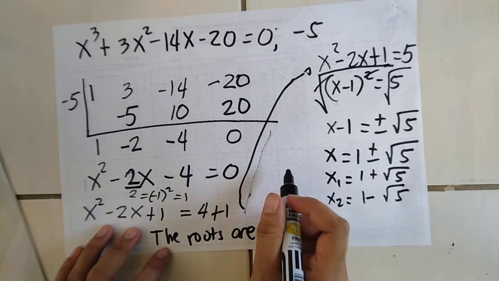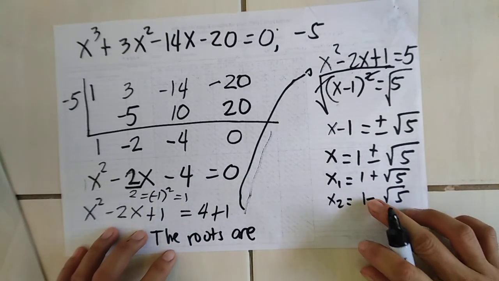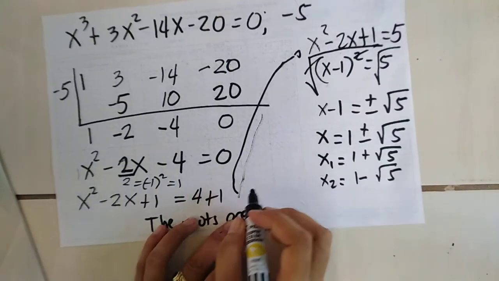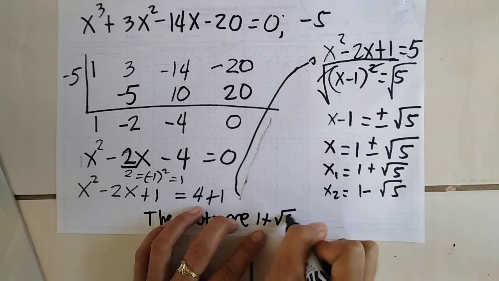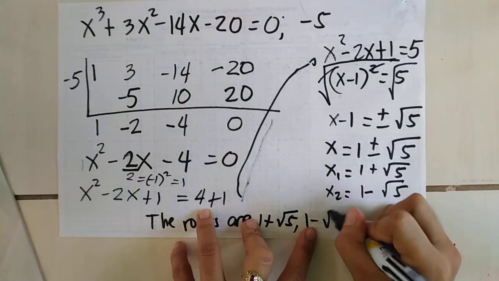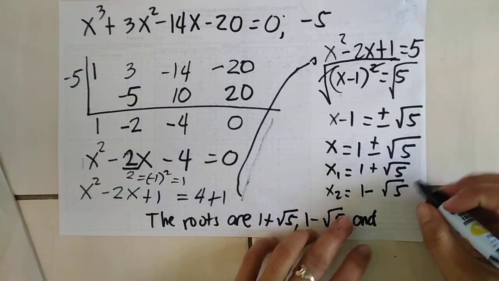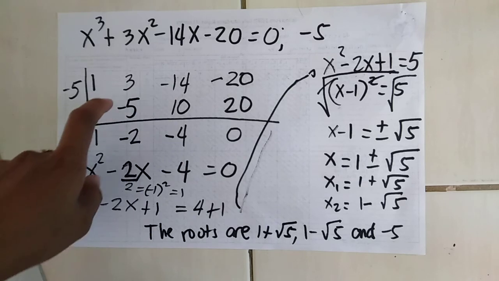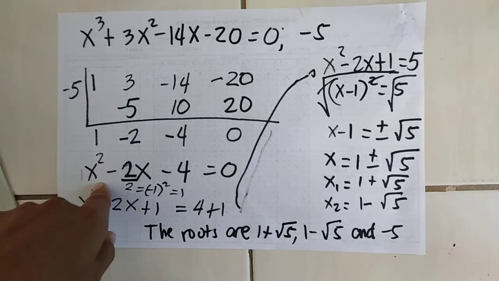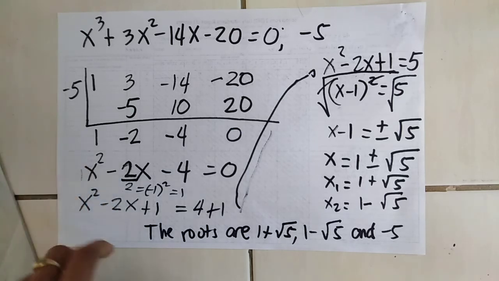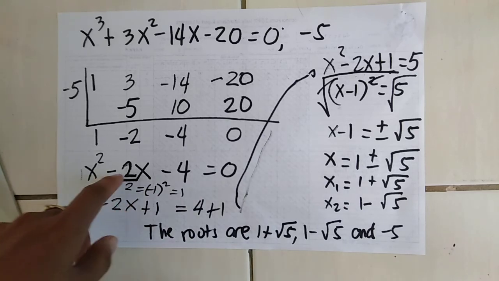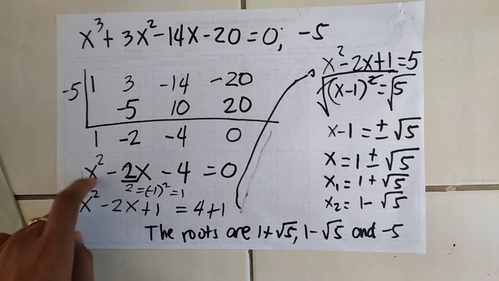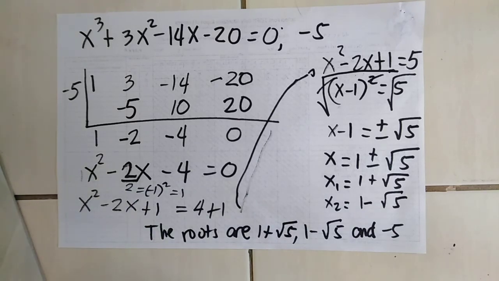So the roots are positive 1 plus square root of 5, 1 minus square root of 5, and the earlier negative 5. That is all. Once you have solved and formed a quadratic equation, you can use the quadratic formula, extracting the square, or completing the square. If you reach an equation like this in grade 10, you can chat me to ask which method to use.